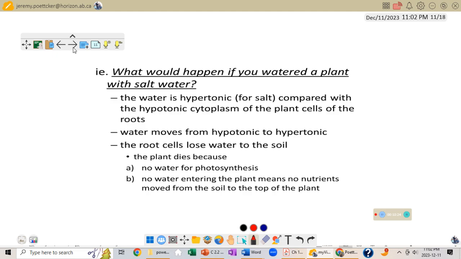All right, what if you watered a plant with salt water? If we watered a plant with salt water, the water would be hypertonic for salt compared with the hypotonic cytoplasm of the plant cells of the roots. Water moves from where there's more water to less water. It means from the roots back to the soil, and the plant dies because there's no water for photosynthesis. And if there's no water entering the plant, it means no nutrients move from the soil to the top of the plants.